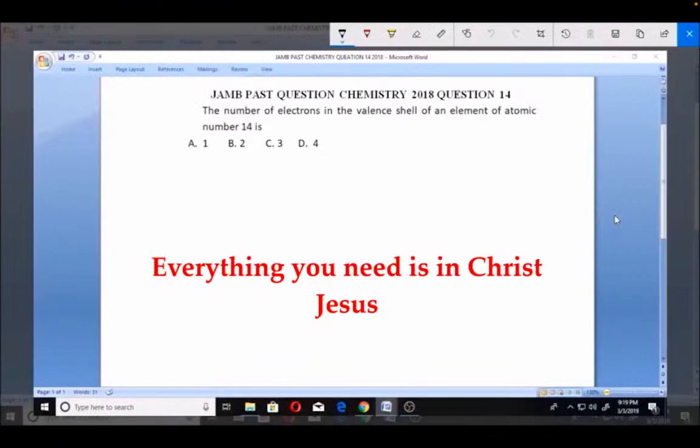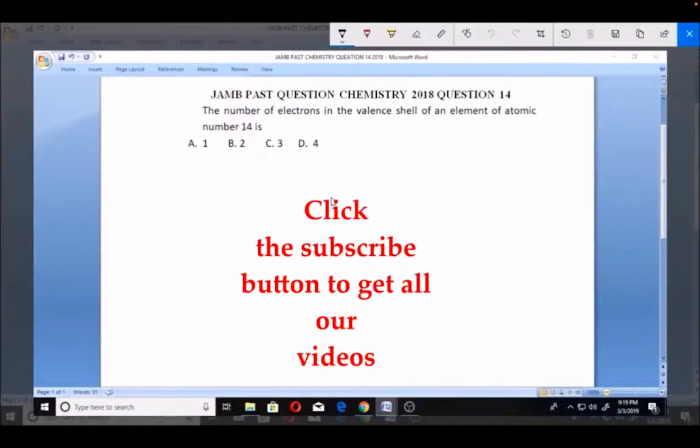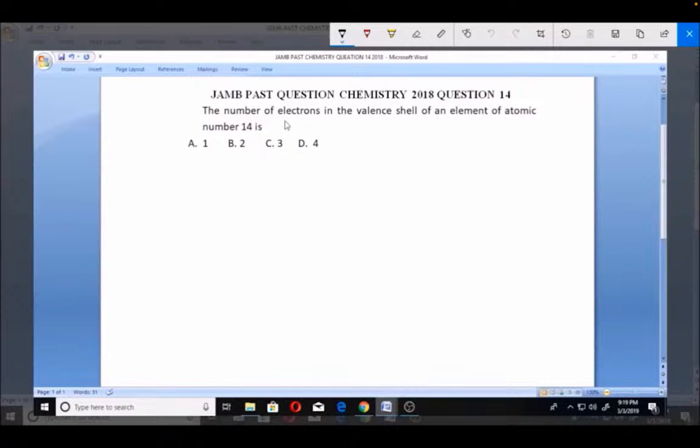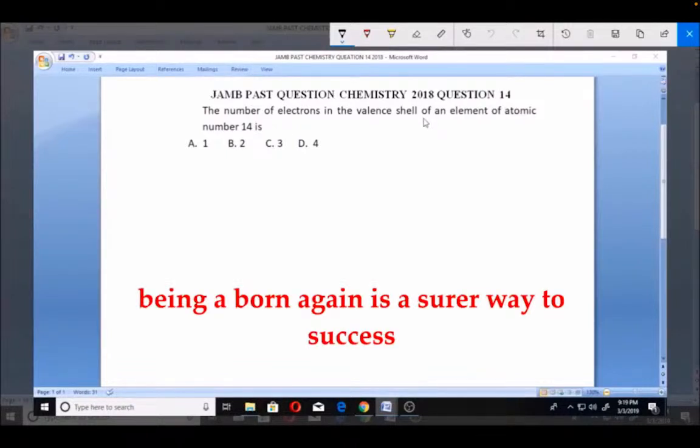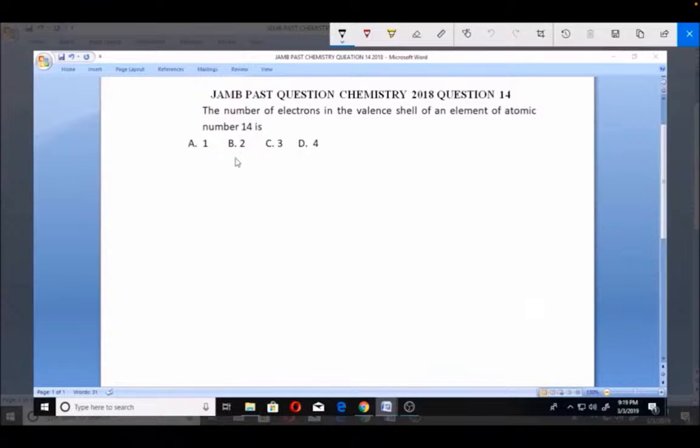Now let's look at question number 14 for JAMB Chemistry Past Question 2018. The number of electrons in the valence shell of an element of atomic number 14 is: A, 1; B, 2; C, 3; D, 4.